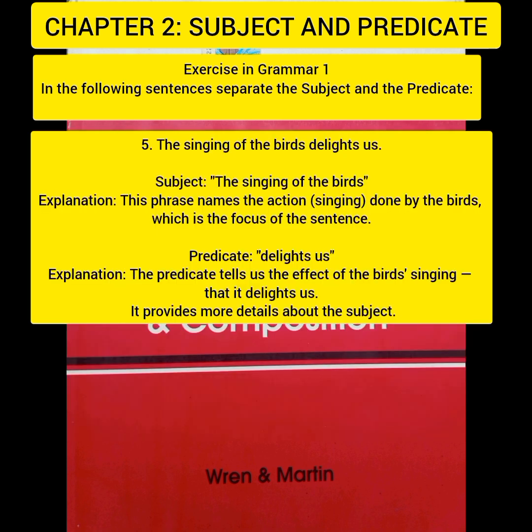5. The singing of the birds delights us. Subject: the singing of the birds. Explanation: this phrase names the action, singing, done by the birds, which is the focus of the sentence. Predicate: delights us. Explanation: the predicate tells us the effect of the birds singing, that it delights us. It provides more details about the subject.